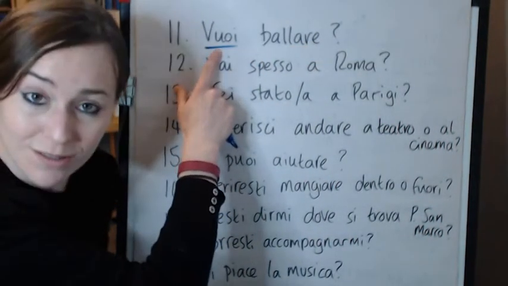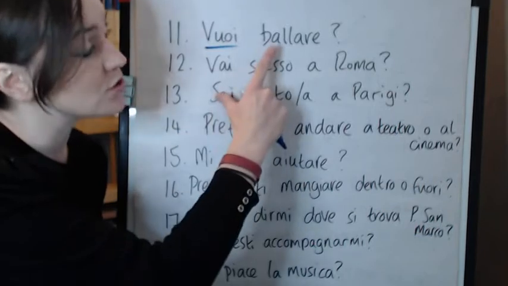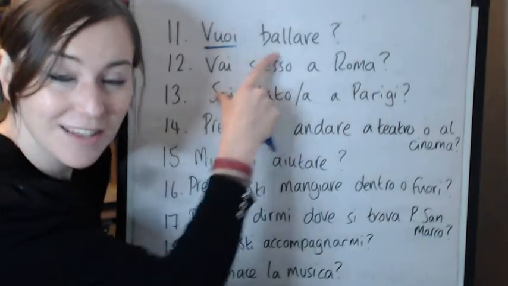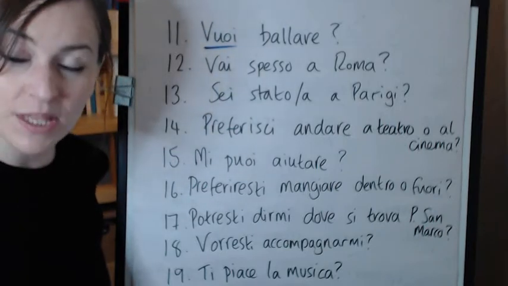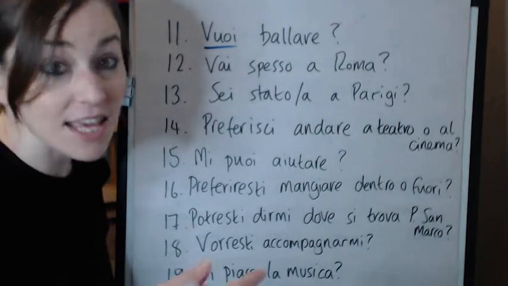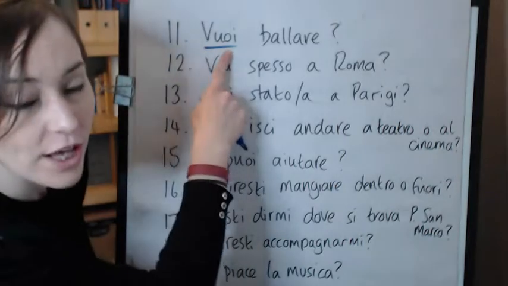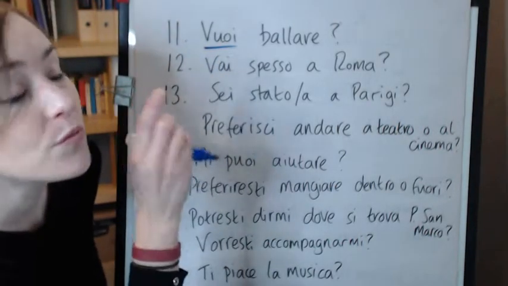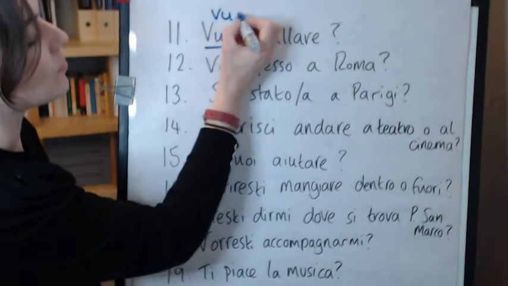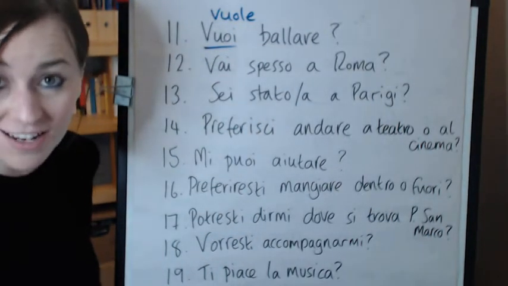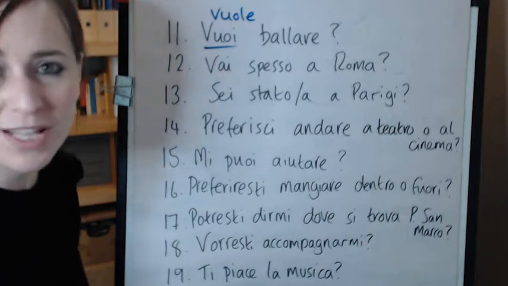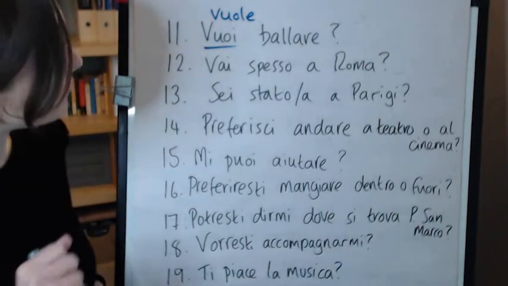Do you want to dance? Vuoi ballare? Vuoi ballare con me? Do you want to dance with me? We're going to change it now into the lei form. So instead of vuoi, which is the tu form, it becomes vuole. Lei vuole ballare? Sì, certo, balliamo. Yes, of course, let's dance.